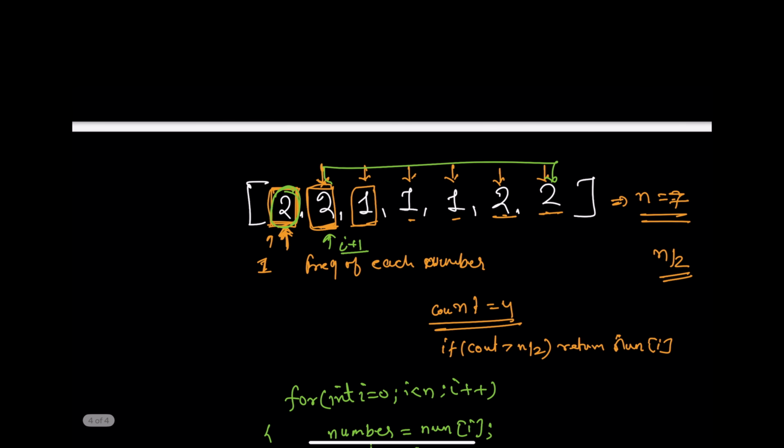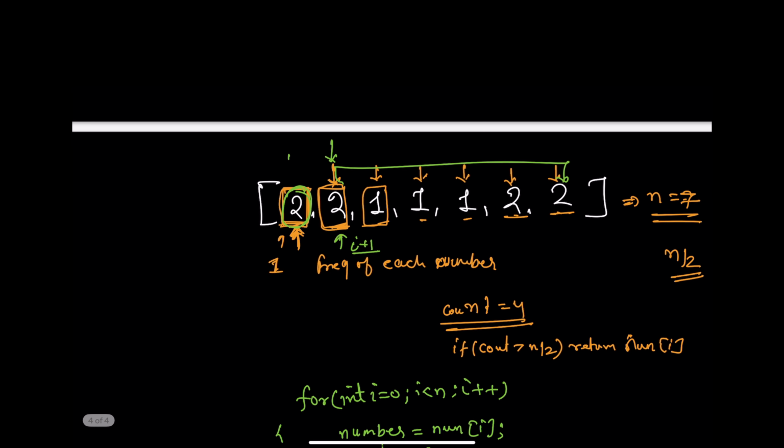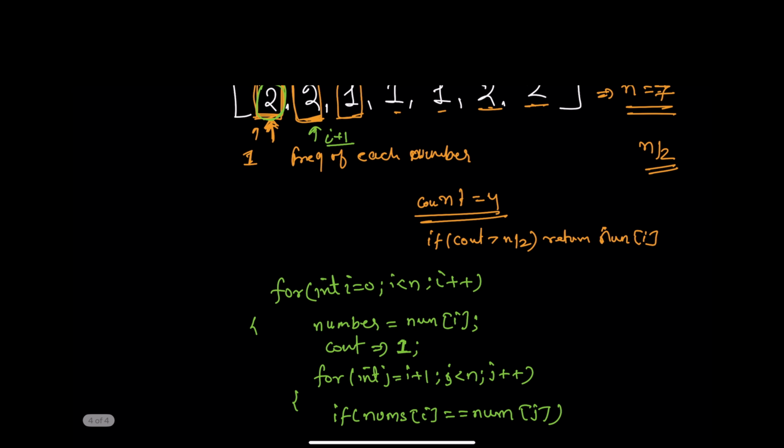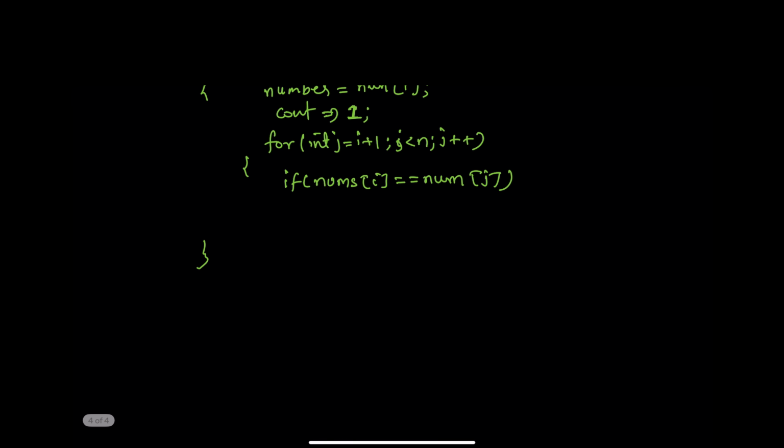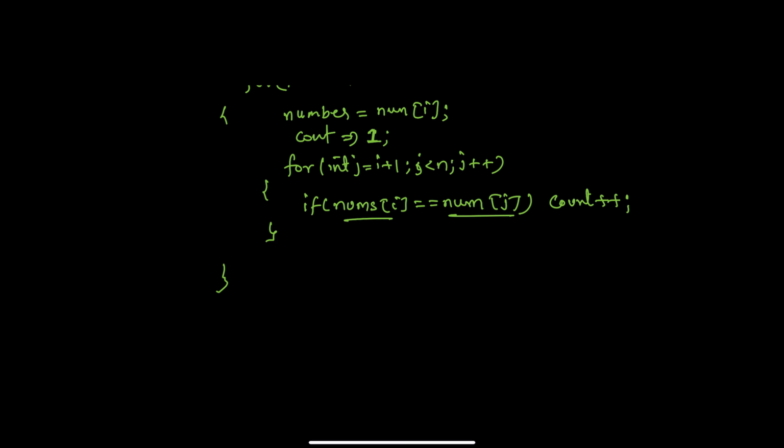what are we comparing? We are comparing this index with this element. So this is our static element for the first iteration. We are comparing all the elements with 2, which is this element. So we check nums of i equal to nums of j, then we increase our count plus plus. Once this loop ends, we see if whatever count we get is greater than n by 2, then we return the answer. We return number, basically nums of i.